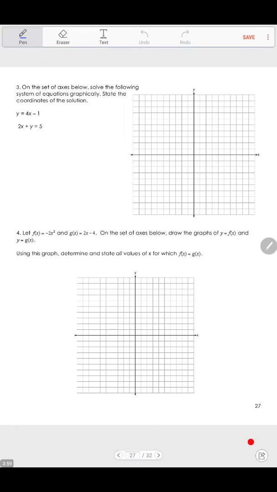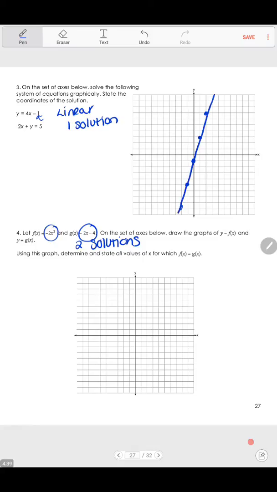Okay. Graphically, I'm only going to show you the first one. The second one is the same thing, except this one is a quadratic and a linear, which means there's going to be two solutions. Where here I have two linears, so there's only going to be one solution. Okay, so the first one's already in y equals. My y-intercept is -1. So I'm going to start at -1, and my slope is up 4 over 1. Okay, and it's a regular equation, so it's just going to have a line, and that's it.